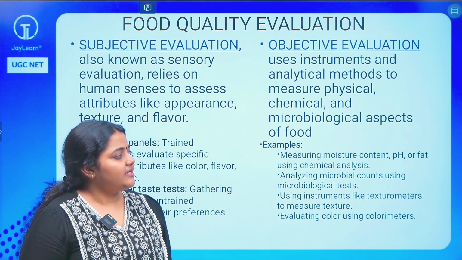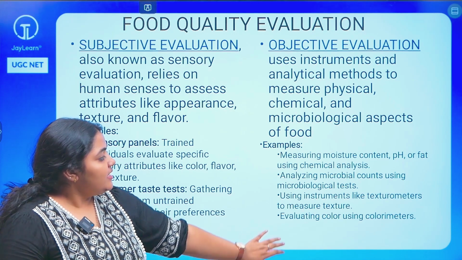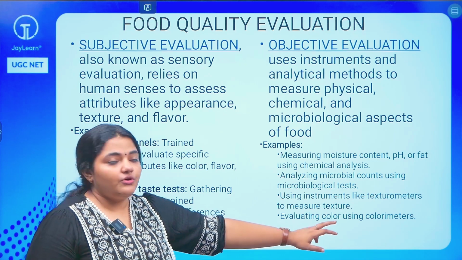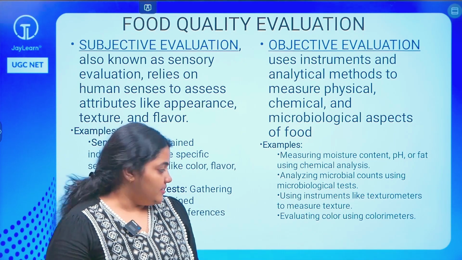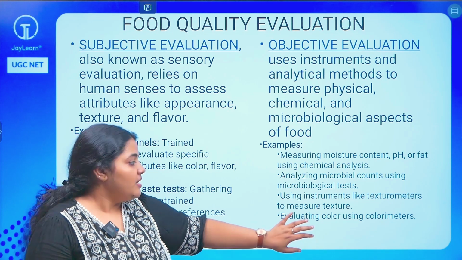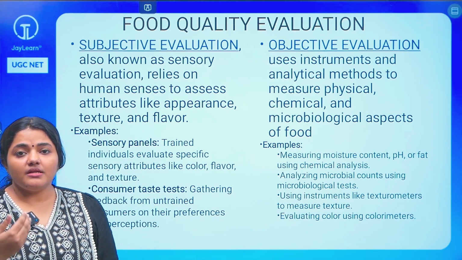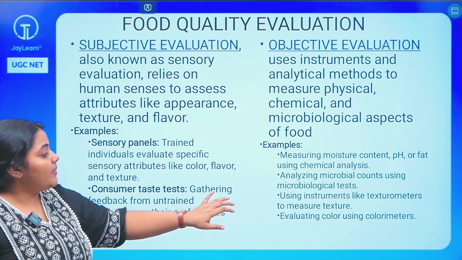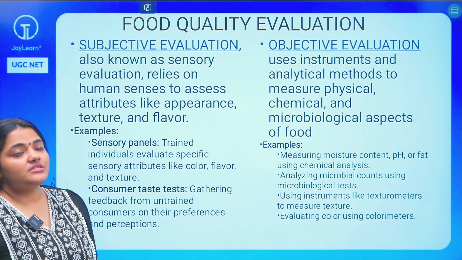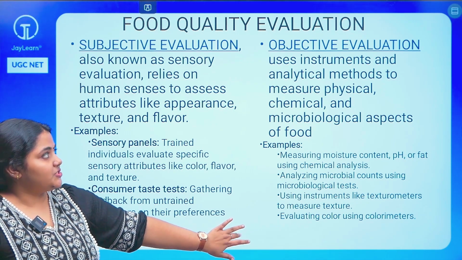Examples are moisture content, pH, fat and microbiological tests. We use spectrophotometry for analyzing color. We use texturometers to measure texture. We use microbial counts or microbiological tests to assess the microbial load in the food. Such assessment is known as objective evaluation.